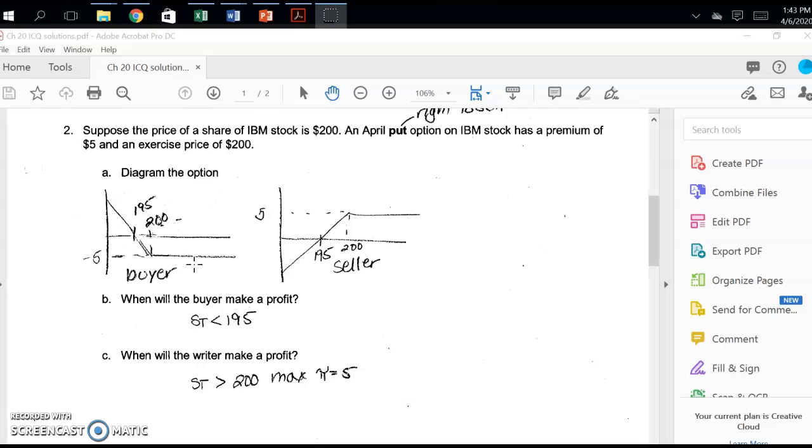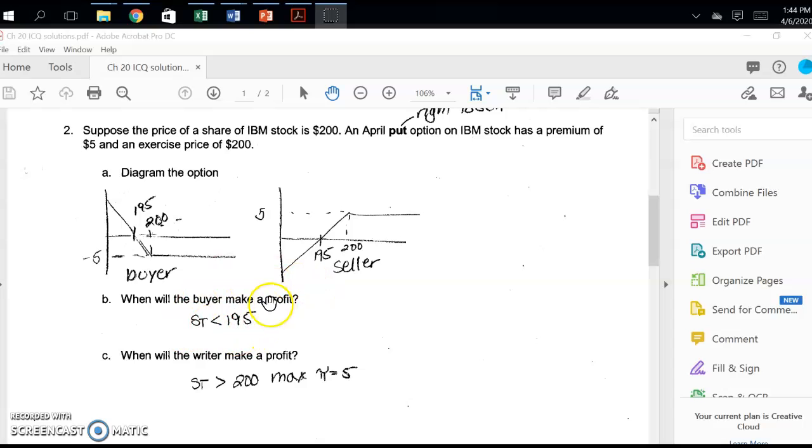So anytime the stock price is less than 200, you would make a profit because you could buy low and sell high. You make an economic profit, though, only after you've covered the premium that you paid for the right to execute that option. In this case, the premium is $5. So I paid $5 for the right to sell at 200.